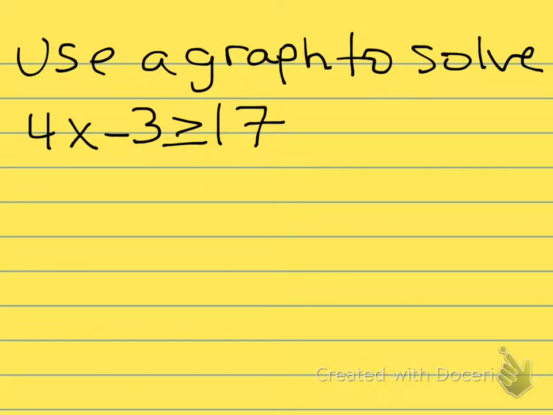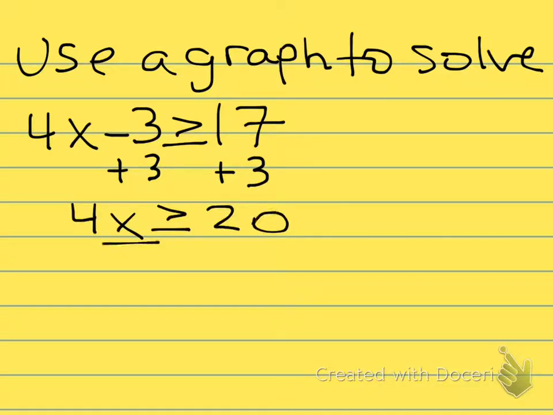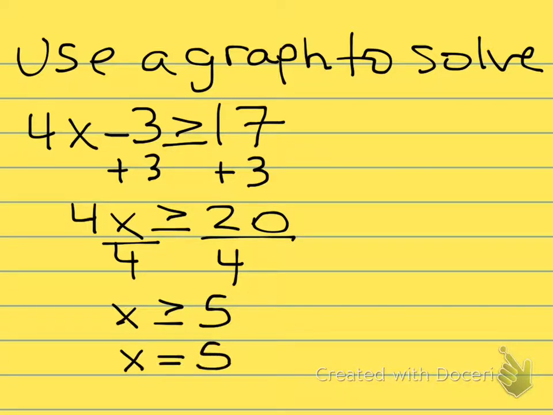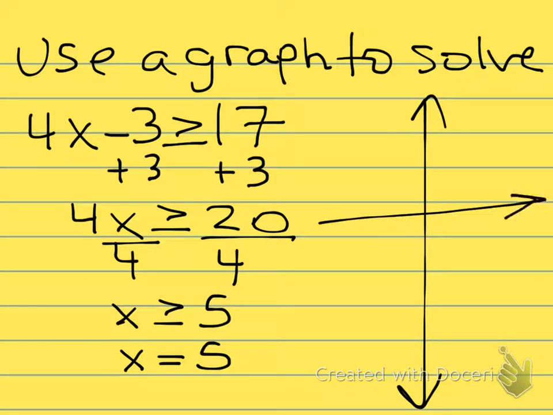Here we're asked to use a graph to solve. Quite frankly, I would solve for x first and then use the graph to check. So 4x is greater than or equal to 20, divide by 4, so I have x is greater than or equal to 5. So my graph should have x equals 5. And what I'm going to check is if the shaded area is in where the 5 is. So if that's true, then it's correct.